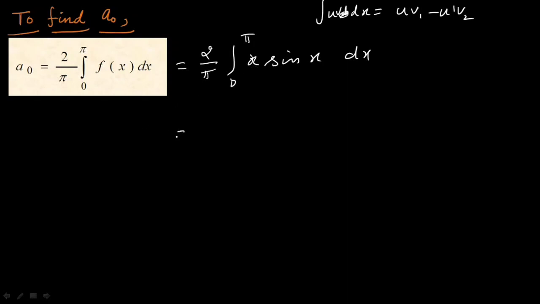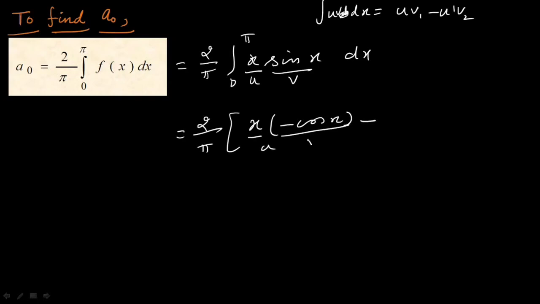That is equal to 2 by pi u v1. You have to take this x as your u and sin x as v. U v1, that is x times v1, which is nothing but the integral of sin x. Integrating sin x, you get minus cos x. Minus u dash: this is your u and this is your v1. U dash means you have to differentiate u once again. If you differentiate x, you get 1. And v2 is the integral of minus cos x, which is your v1.